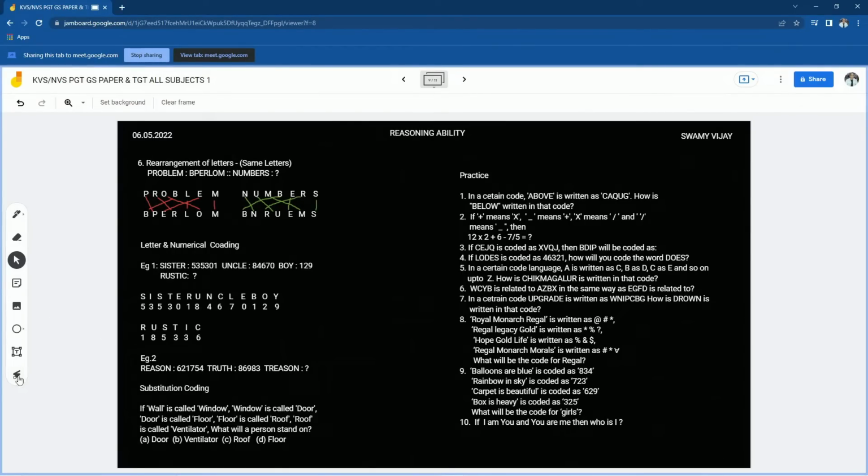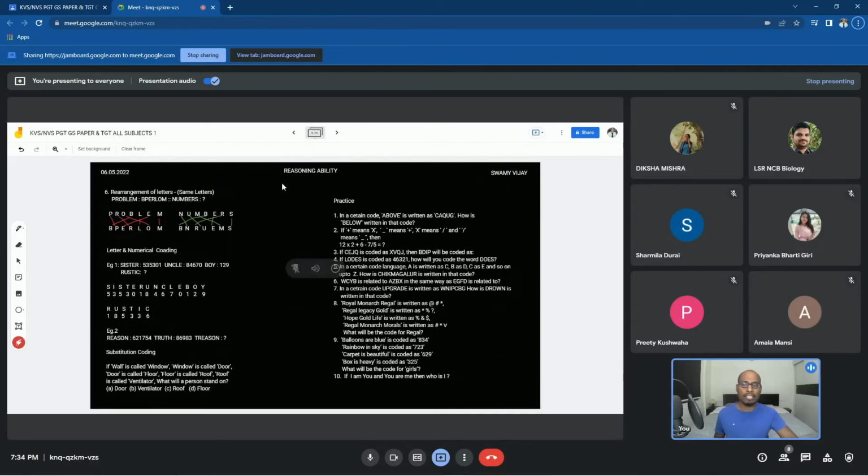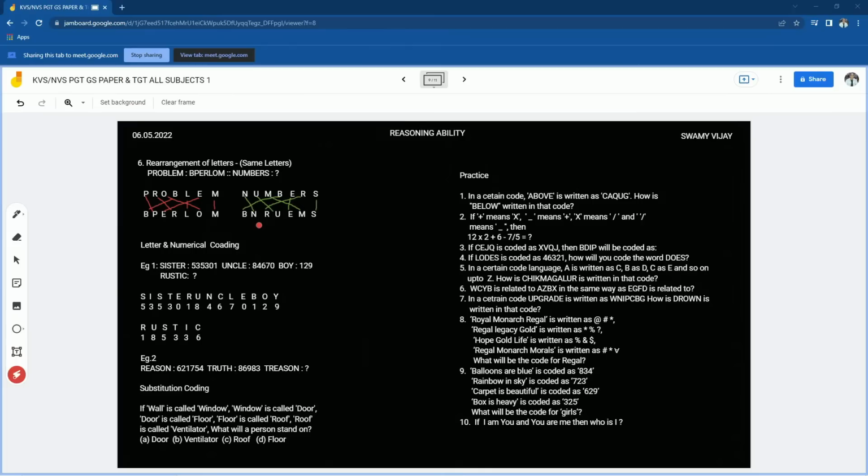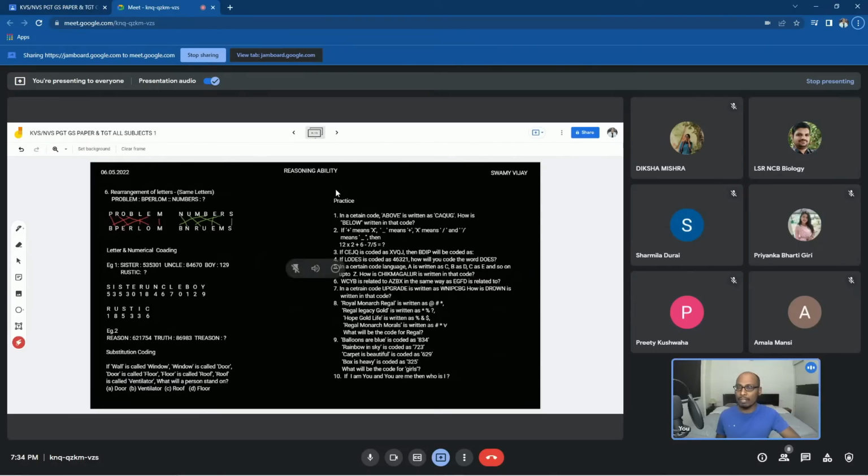Now you read the question and give me the explanation why this rearrangement of letters is being done in this fashion. Others also note down the question, but Rajesh will explain. Question number 6, rearrangement of letters. Is it visible? It's not visible, sir. What about others? Yes, sir. The problem is written as BPERLOM. Then how do we write numbers?